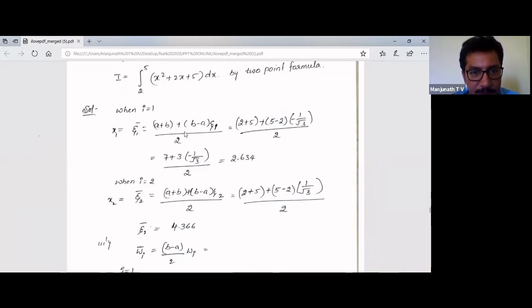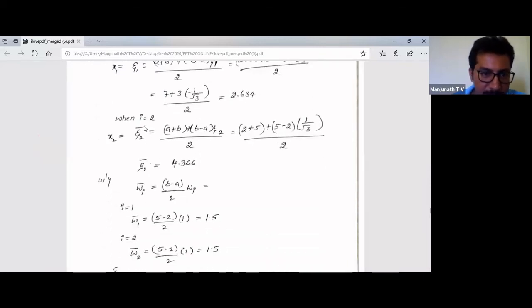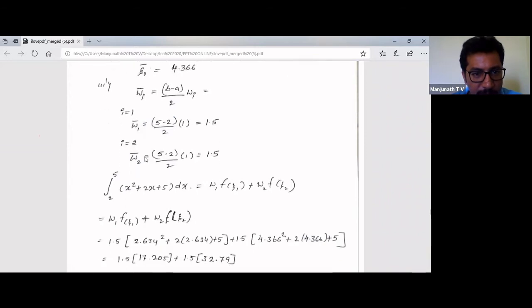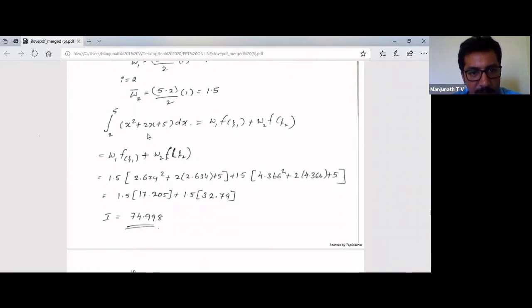Just substitute the values. a is equal to 2, b is equal to 5. As you do the simplifications, you are going to get 2.631 for zeta 1. Similarly for zeta 2, as you substitute the a and b values, you are going to get 4.366. Similarly, w1 and w2, you are going to get 1.5 and 1.5. The integral we have got like this: we have to use the 2-point formula, so there will be 2 sampling points, w1 f of zeta 1 plus w2 f of zeta 2.